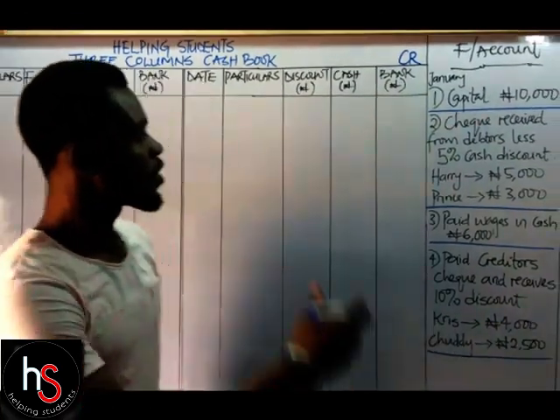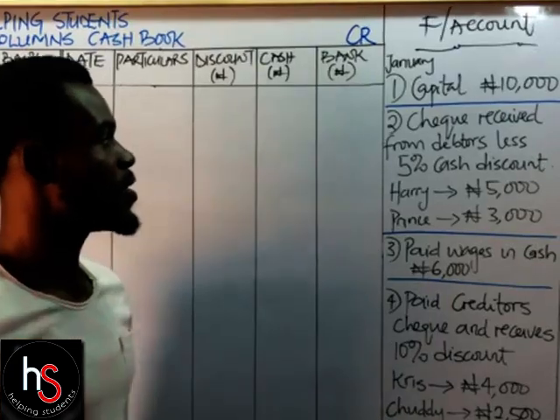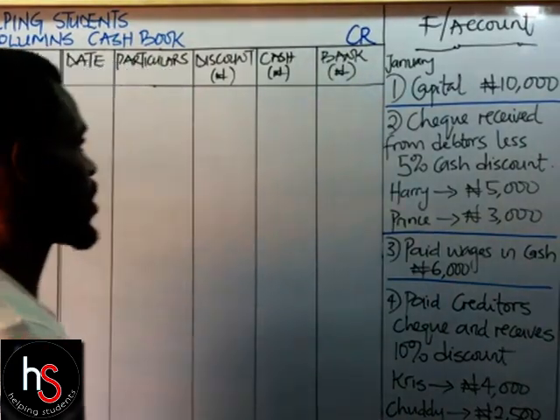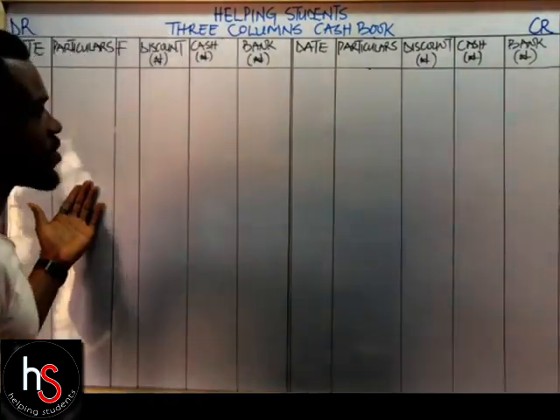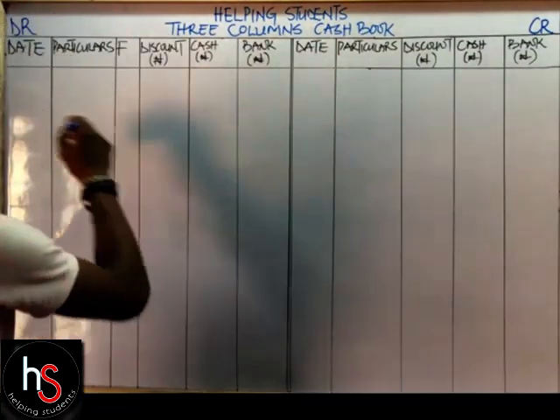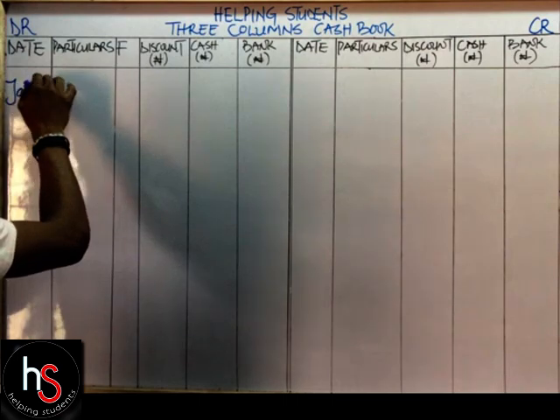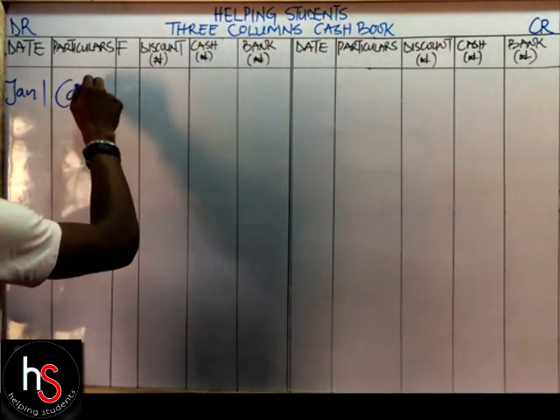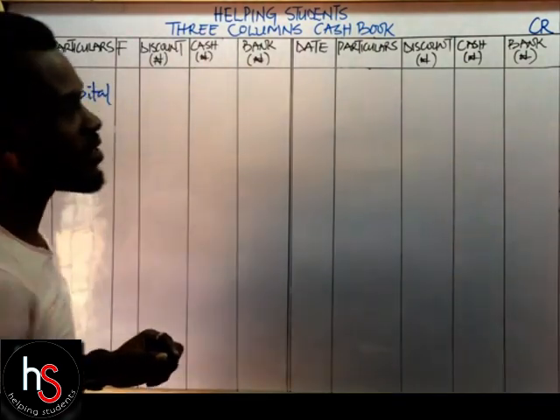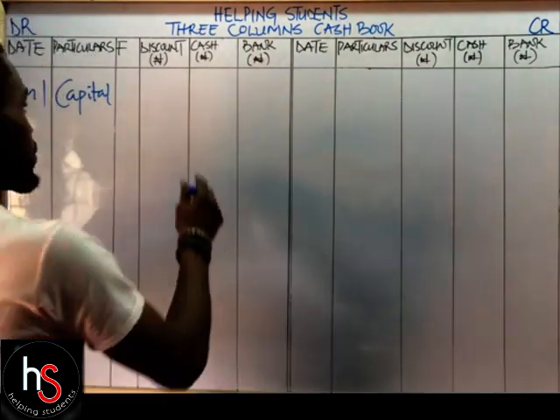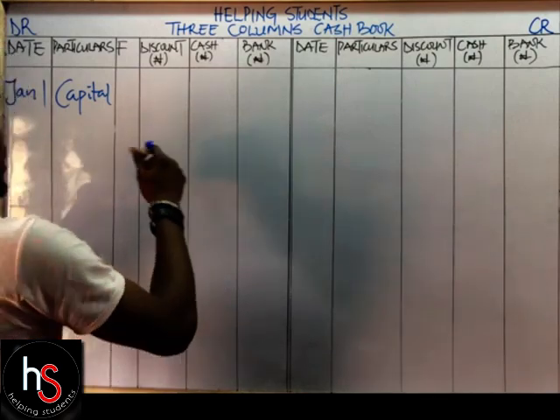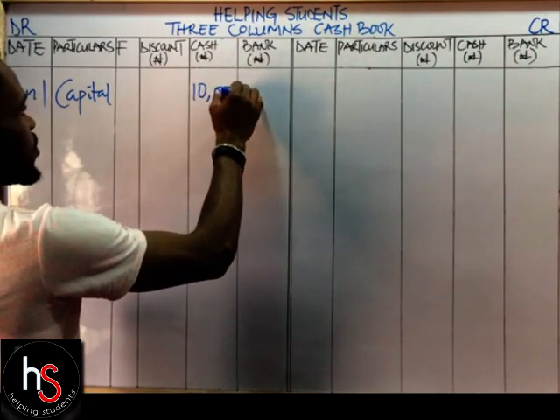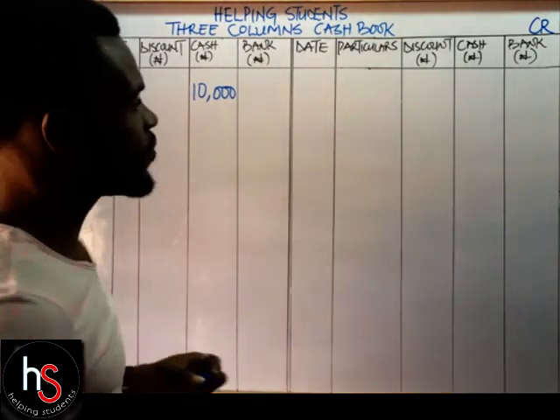So let's go. The question says we have a capital of 10,000 naira. So you come under your debit side, you record January 1st. From there, we have capital, and the capital is 10,000 naira. So 10,000 naira, that should be cash. Let's record it under the cash section. We'll have 10,000 naira.